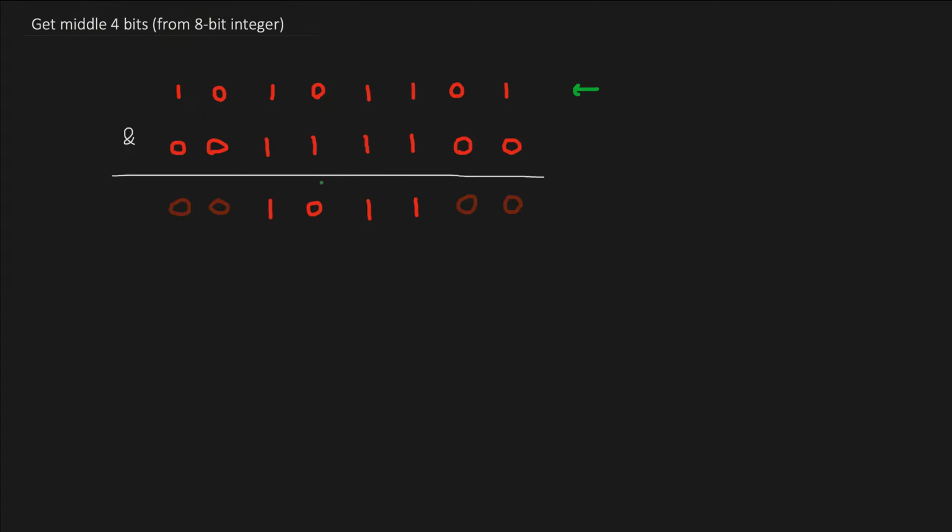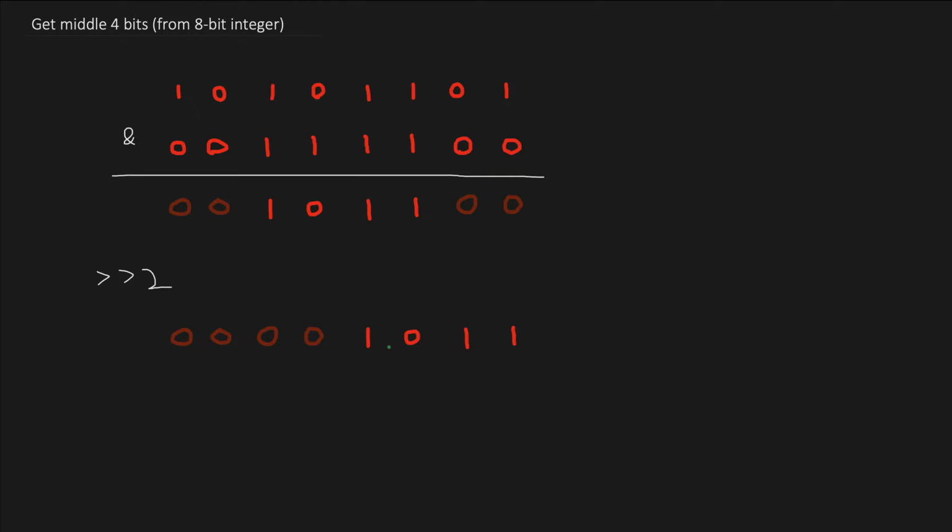And then after we AND it, we can't just return this number. We have to somehow move these bits to the front, which we can do with right shifting. So now we can just right shift the number by 2, and then we get this number. And now this is good.